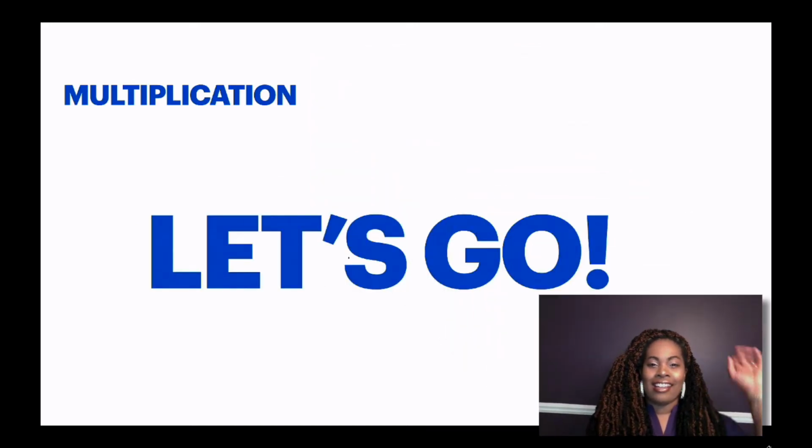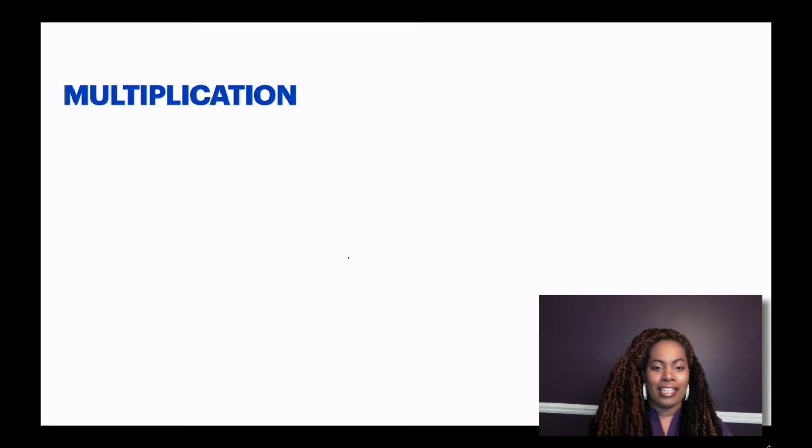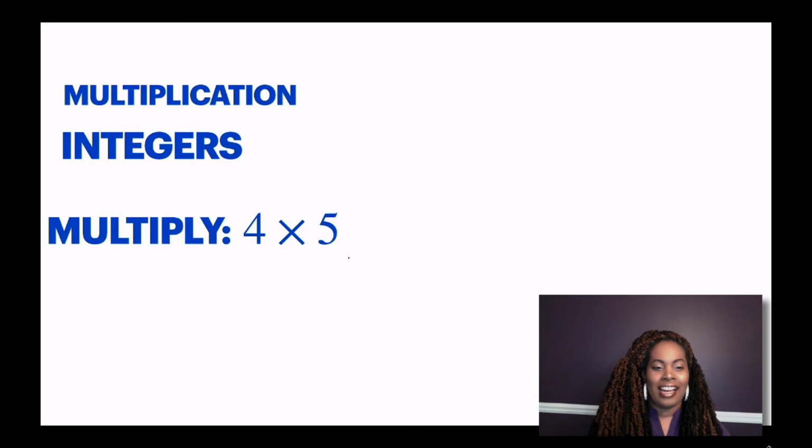All right, you guys have learned all those basic ideas. Now let's go. Let's apply some of this stuff. Here's an example. Now let's talk about integers. Now we're going to multiply 4 times 5. Now you already know that that's 5, 10, 15, 20. All we have to do is multiply as regular and we get 20.